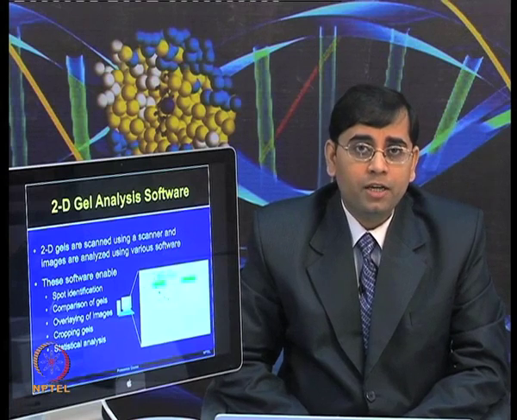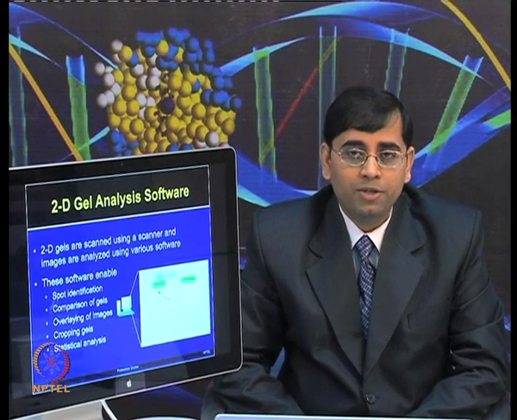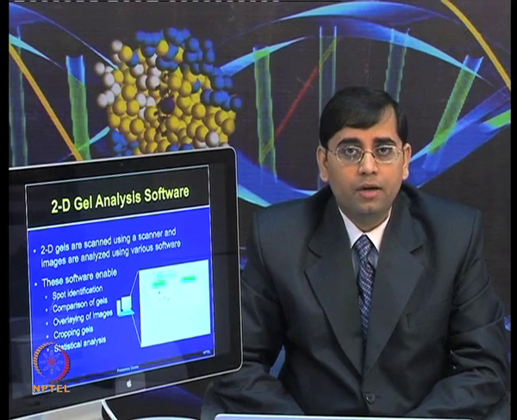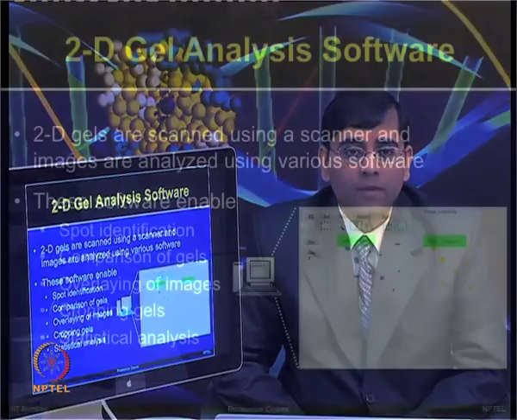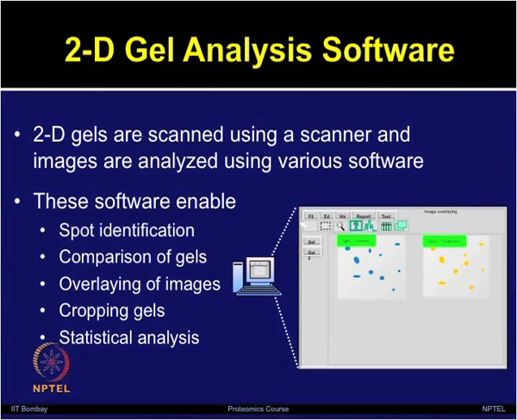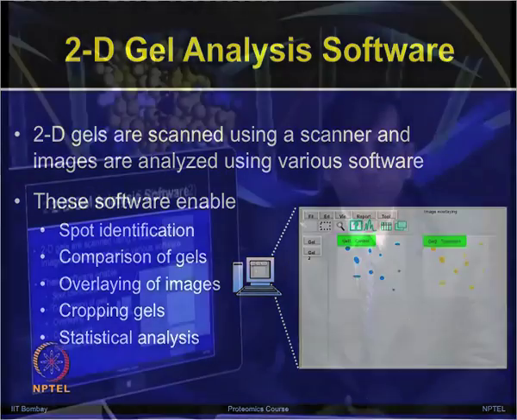There are commercially many softwares available for doing two-dimensional gel analysis. I will give you a comparative table at the end, but almost all of this software takes the scanned images and analyzes your gels by using various steps. All these software enable spot identification, comparison of the gels, overlaying of the images from your control and your treatment, cropping the part of the gel which you want to compare, and further doing the statistical analysis.